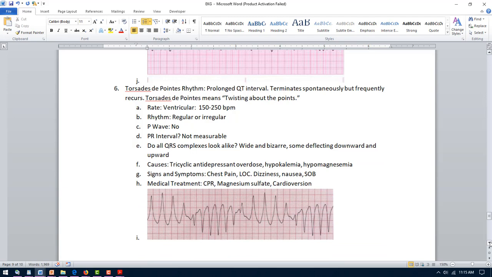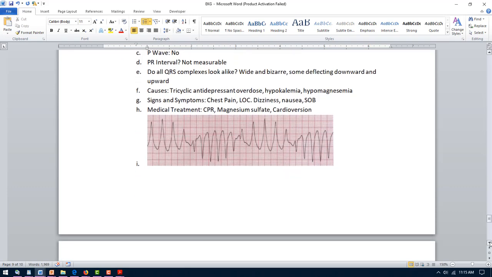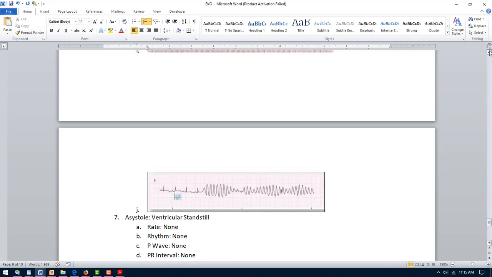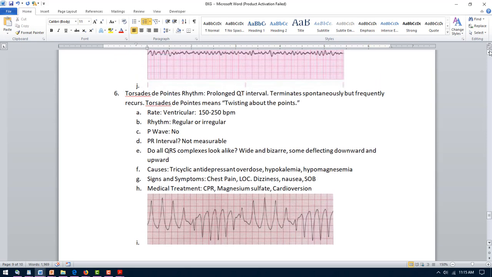Torsades. Torsades actually means twisting about the points. So you can kind of see, I think I have another little picture down here. Yeah, I kind of see it. It looks like one of the birthday ribbons. When you twist the crepe paper and hang it up, that's what it looks like to me.